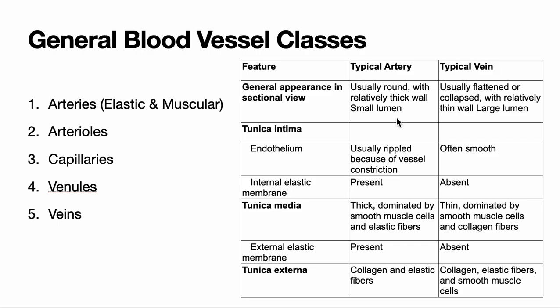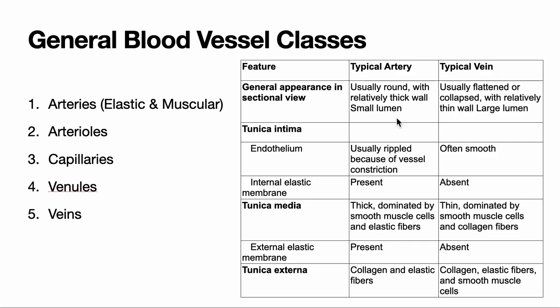So when we think about tunica intima, we are going to see an endothelium in arteries and veins. And in veins, that endothelium, which is really just a simple squamous layer of epithelium, is typically smooth. On the other hand, in an artery, it may look kind of rippled because of the constriction of the arteries themselves. The muscle within the arteries is often constricted, which creates a rippled or wrinkled effect of the endothelium.